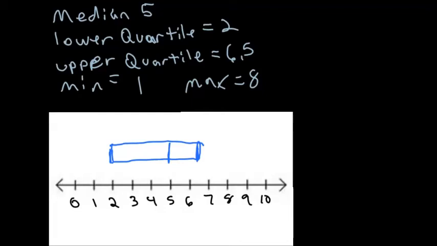And then the whisker part are the min and max. So my max is 8. I'm going to put a dot, and my minimum value is 1. So I'm going to put a dot there, and then connect my dots to my box. So I have a box with whiskers.